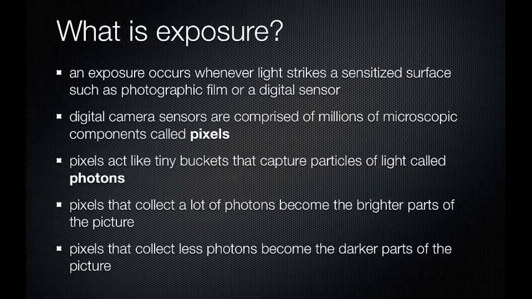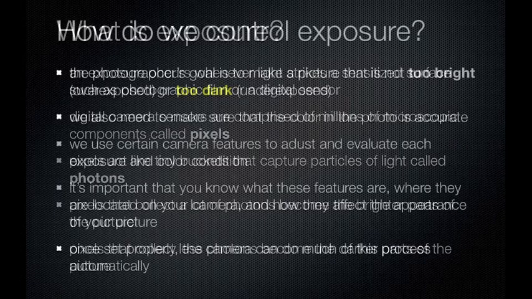What is exposure? An exposure occurs whenever light strikes a sensitized surface such as photographic film or a digital sensor. Digital camera sensors are comprised of millions of microscopic components called pixels. Pixels act like tiny buckets that capture particles of light called photons. Pixels that collect a lot of photons become the brighter parts of the picture. Pixels that collect fewer photons become the darker parts of the picture.